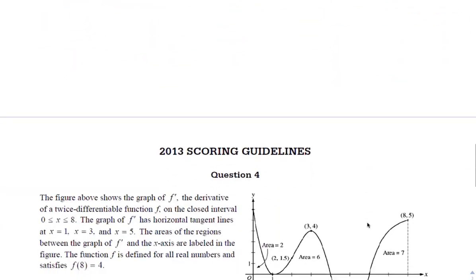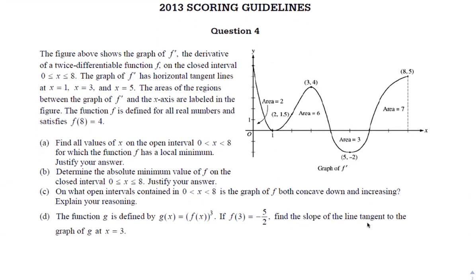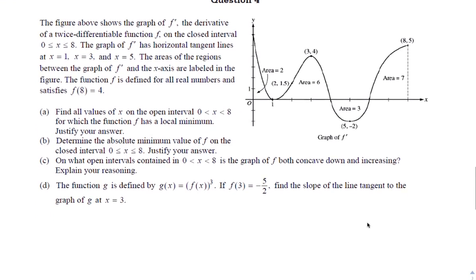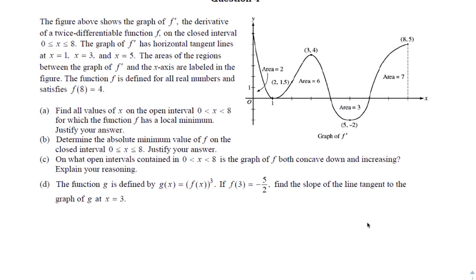Next one. So the last problem we're gonna do here is from 2003. The figure shows the graph of f prime. So keep in mind, this is f prime, not f. It's the derivative of a twice differentiable function f on the closed interval 0 to 8. The graph of f prime has horizontal tangent lines at 1, 3, and 5. The areas of the regions between the graph of f prime and the x-axis are labeled, so they give us all the areas: 2, 6, 3, and 7. The function f is defined on all real numbers and satisfies f of 8 equals 4. That's going to come into play in a second.